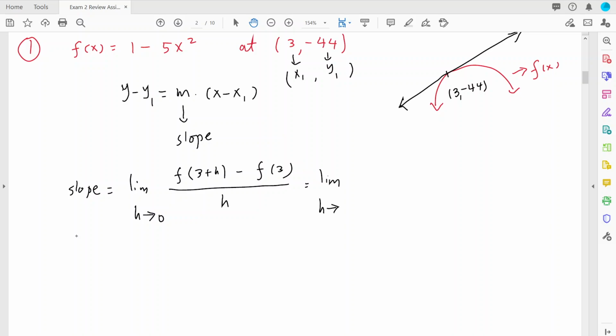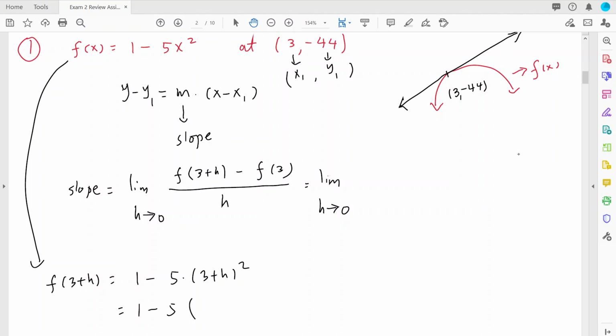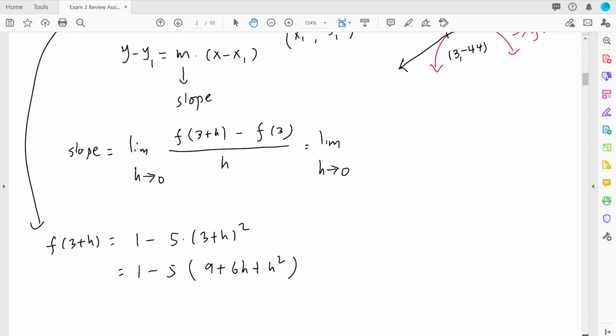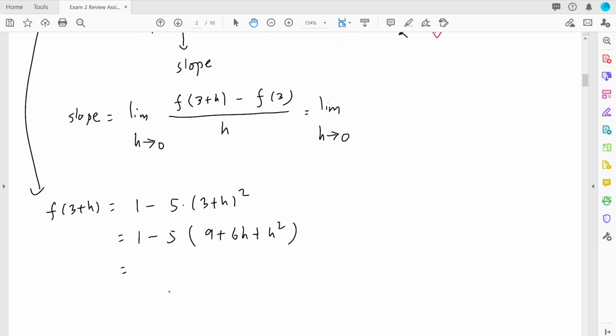Limit h approaches 0. f of 3 plus h is the value of the function when x is 3 plus h. So I'm going to find that value here. f of 3 plus h equal 1 minus 5 times 3 plus h squared, and I'm going to simplify it. 1 minus 5 times 9 plus 6h plus h squared. Just multiply 3 plus h and 3 plus h, that will give you this expression. And if you distribute this 5, keep in mind there is a negative sign in front of 5, so 5 times 9 is 45, minus 30h minus 5h squared. And if you simplify this, it will be negative 44, negative 30h, negative 5h squared.